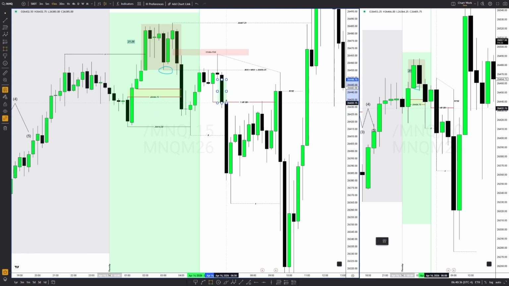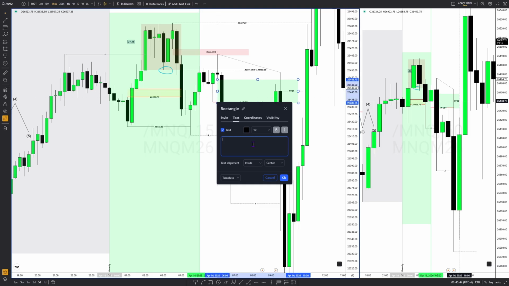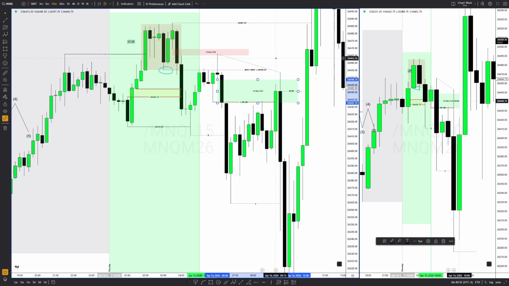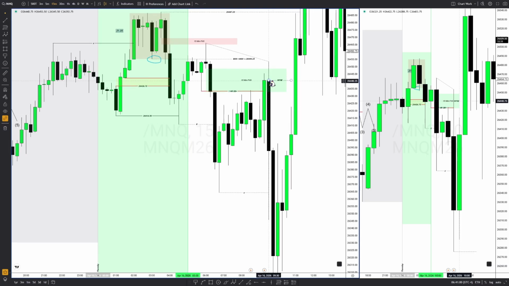Boom, imbalance, and this is an imbalance that's on the 15-minute. We trade into that imbalance. Price creates a lower high here, and then at 9:30 the market sends.